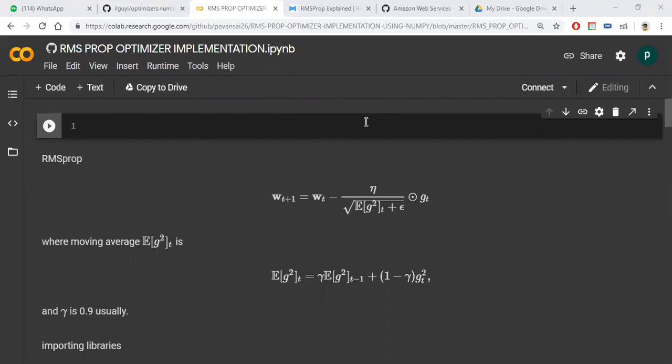First, what is the RMS prop optimizer? It is an optimizer that utilizes the magnitude of recent gradients to normalize the gradients. So it uses recent gradients and normalization of the gradients. How does it work? We keep a moving average over the root mean square gradients. It works by taking a moving average of the gradient and dividing the current gradient by it. This is the motivation behind the RMS prop optimizer.